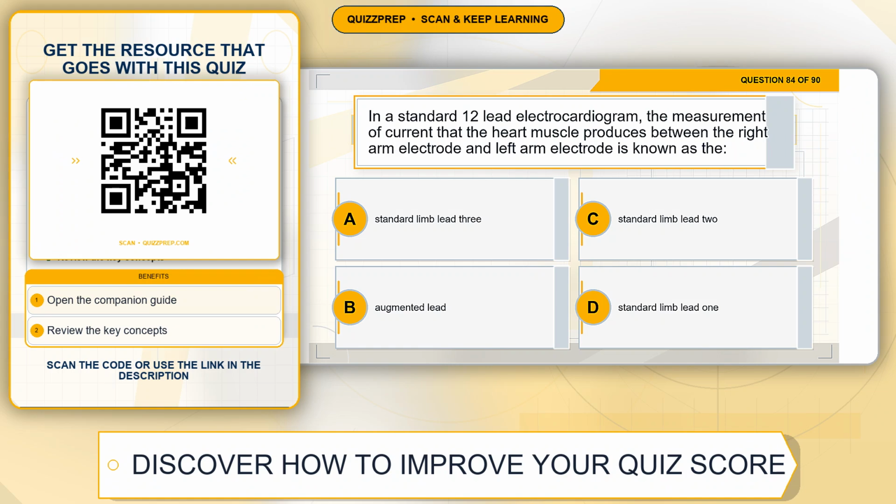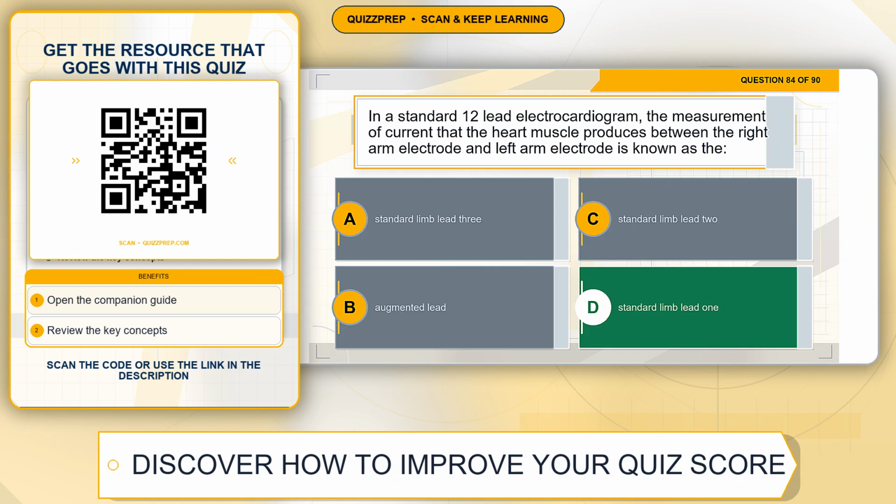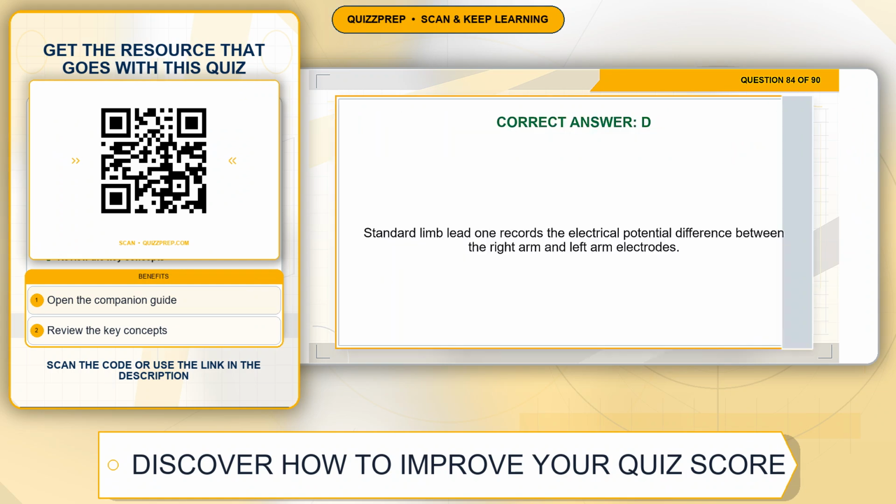Question 84. In a standard 12-lead electrocardiogram, the measurement of current that the heart muscle produces between the right arm electrode and left arm electrode is known as the Option A, standard limb lead 3. Option B, augmented lead. Option C, standard limb lead 2. Option D, standard limb lead 1. The correct answer is option D, standard limb lead 1. Explanation. Standard limb lead 1 records the electrical potential difference between the right arm and left arm electrodes.